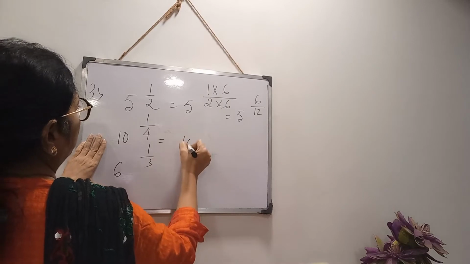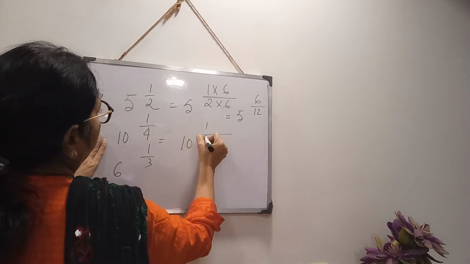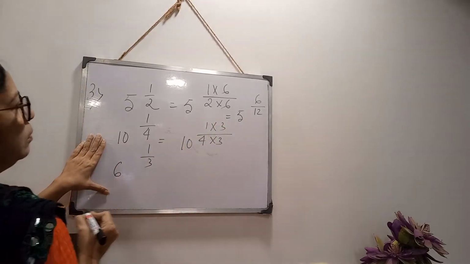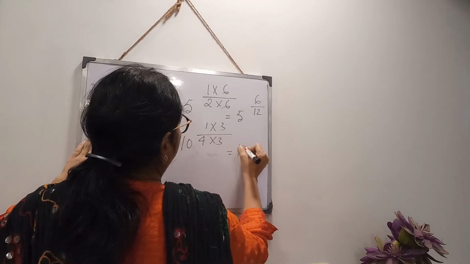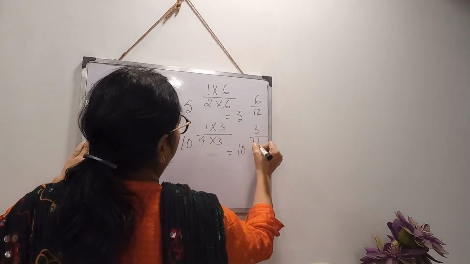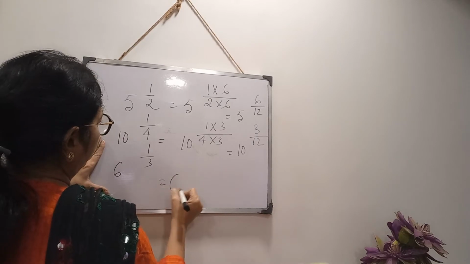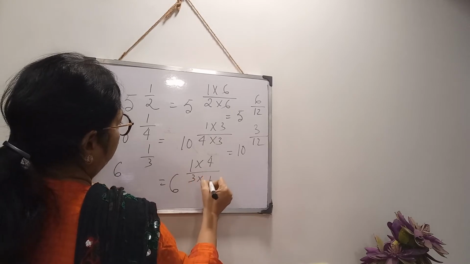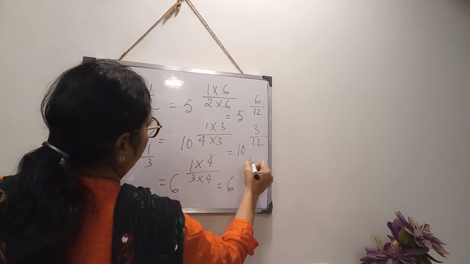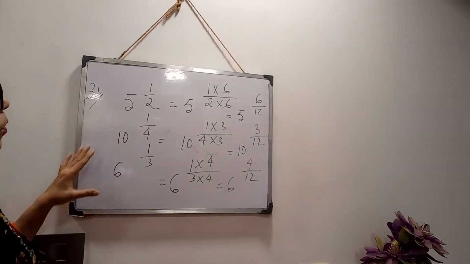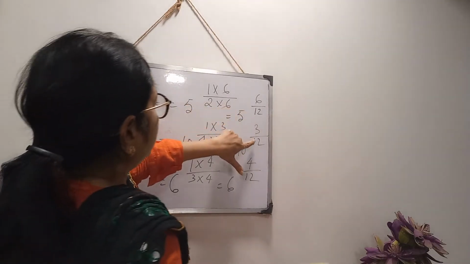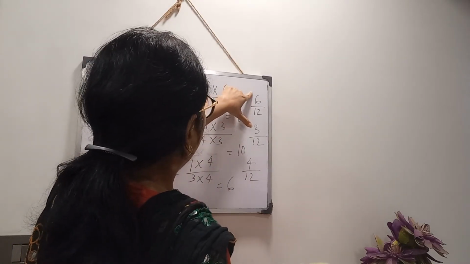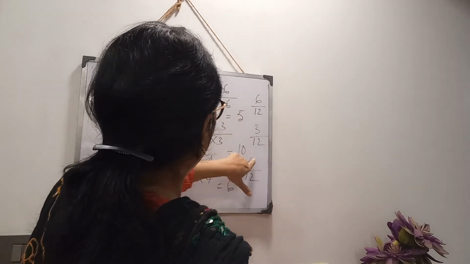Here also 10 to the power 1 by 4. We have to make 12, 4 into 3, then multiply the numerator by 3. So it is coming 10 to the power 3 by 12. And here we have to multiply by 4 to bring 12. So it is coming 6 to the power 4 by 12. Now all the denominators are same. So it is 5 to the power 6, 10 cube, 6 to the power 4.